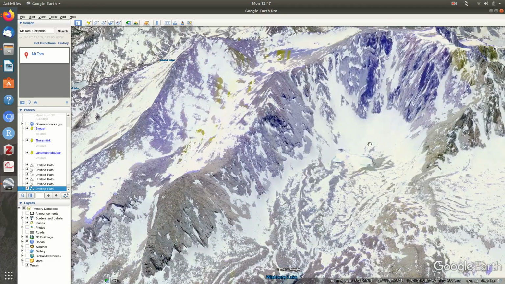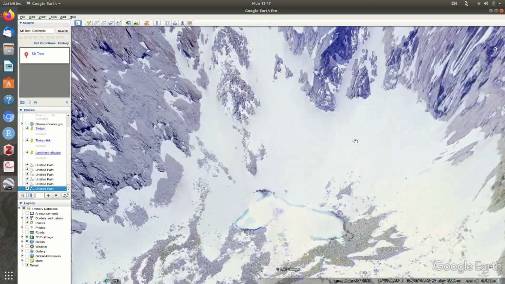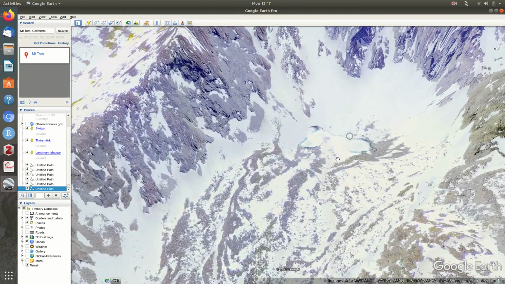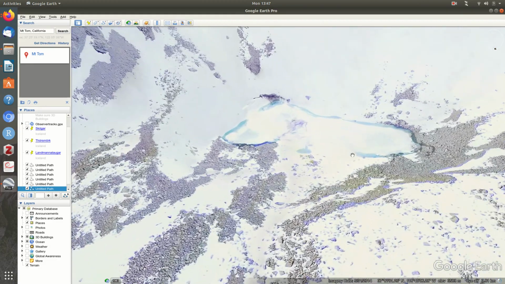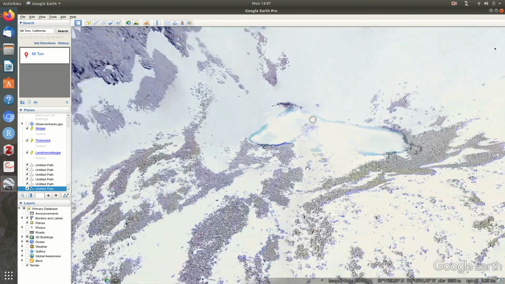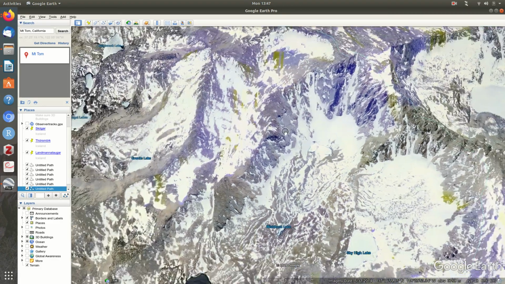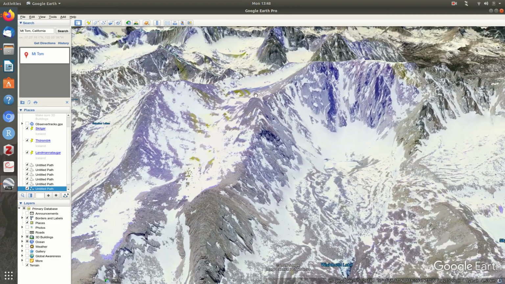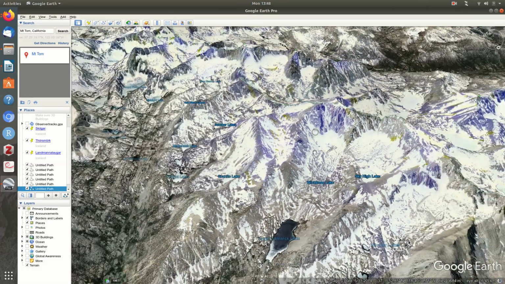Here's a good one, see this cirque? This is a good example of it. So here's the head wall. This one also has a little tarn going on right here. Some cool steam coming out. And these knife edge arêtes here. It's really cool. Let's try to find some horns.